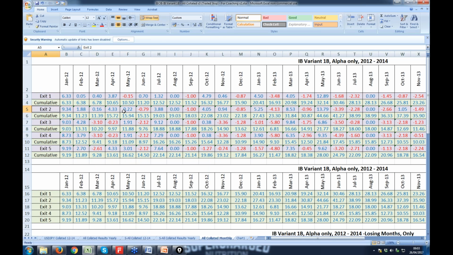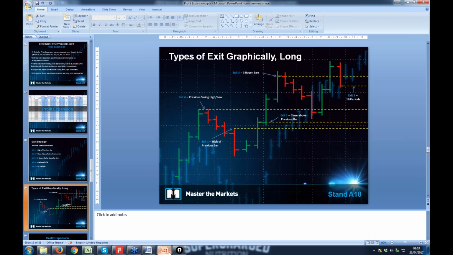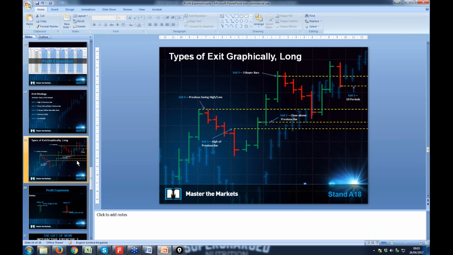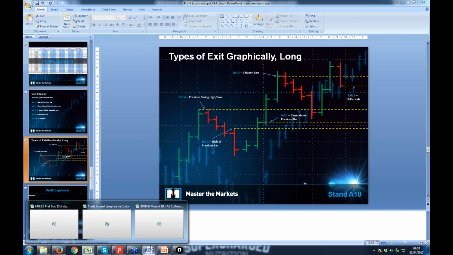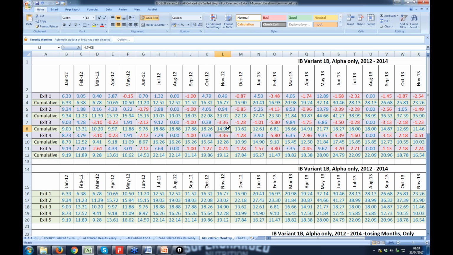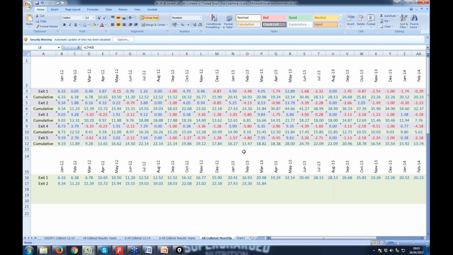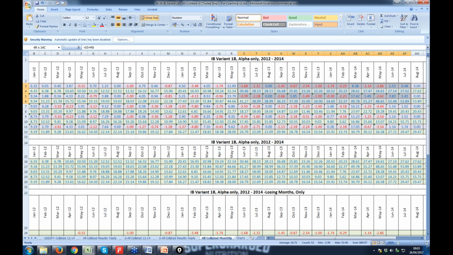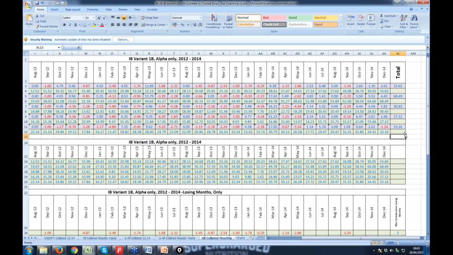Let's move on. One thing that I want to do as well is just complete my profit expansion presentation. I want to actually be able to send you this analysis, because what we've concluded is that it's not so much about the most profitable exit. Exit 2 is the most profitable exit.